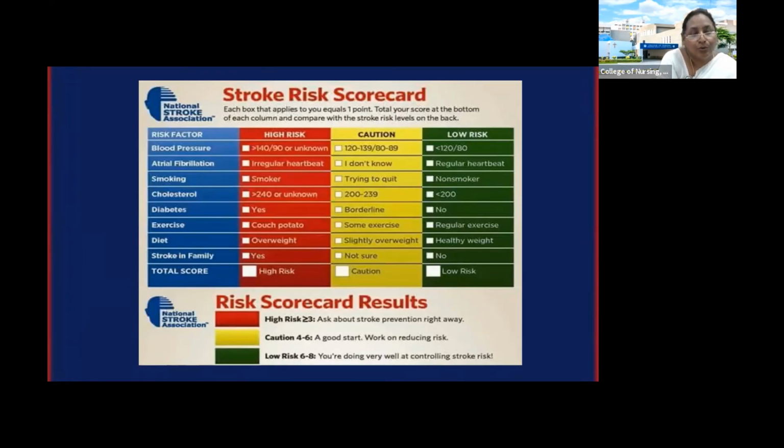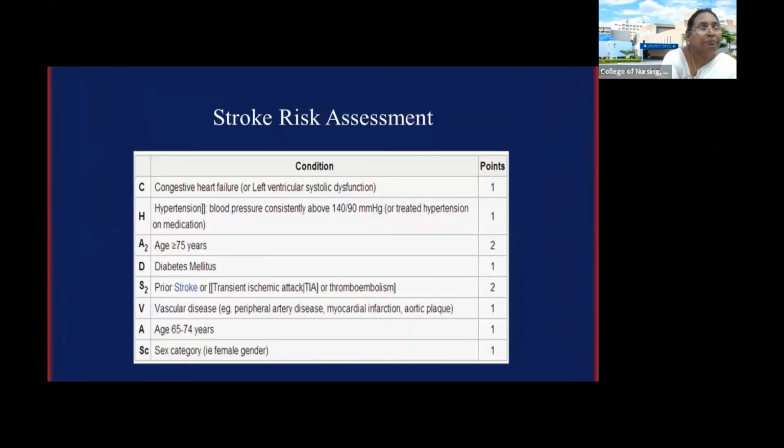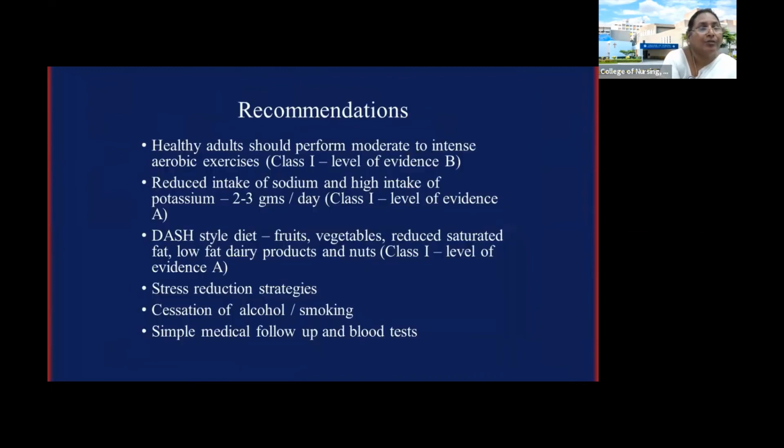This is what the stroke risk card says, and it will be useful for anybody, not only a medical person, anybody, a lay person can also use this. This is called the CHA2DS2-VASc score. Everything is given 1 point and 2 points: age more than 75, diabetes mellitus, prior stroke, vascular disease, hypertension, congestive heart failure. So, that category will tell you what is the stroke risk. This is being used in India also.